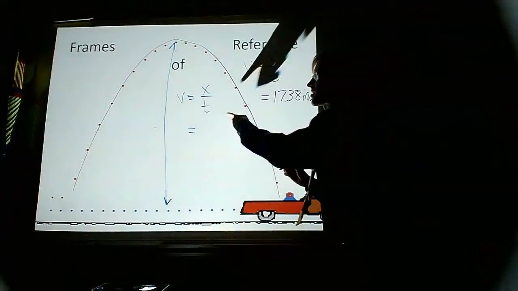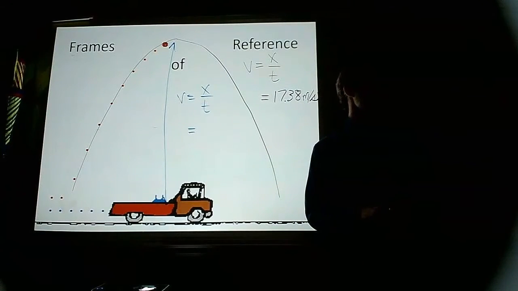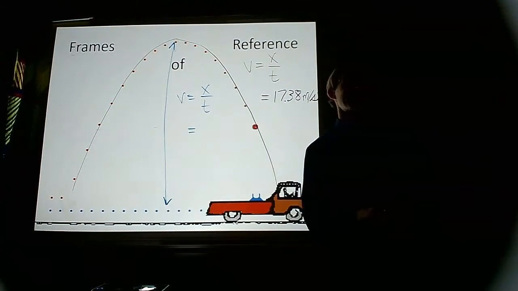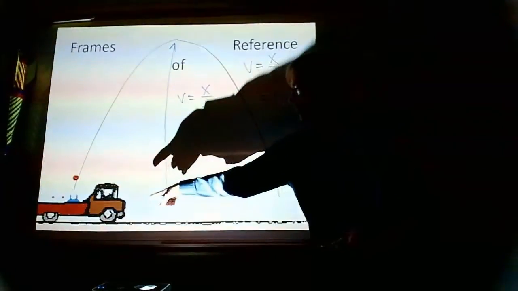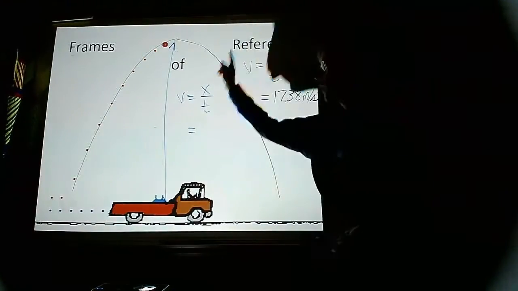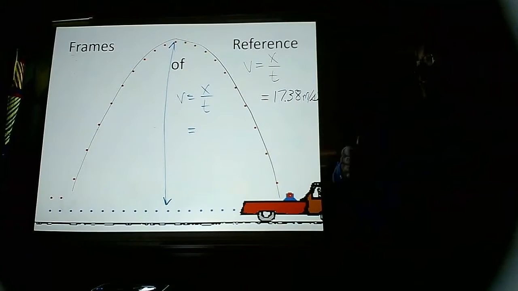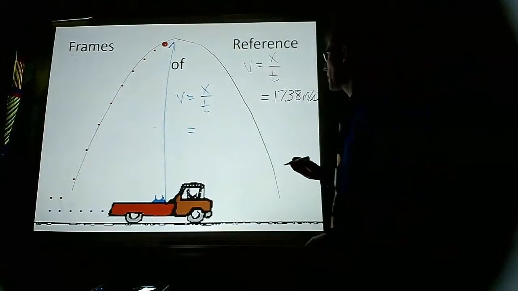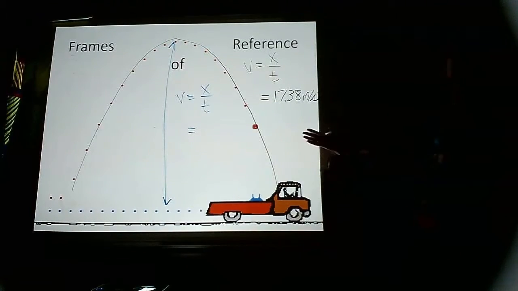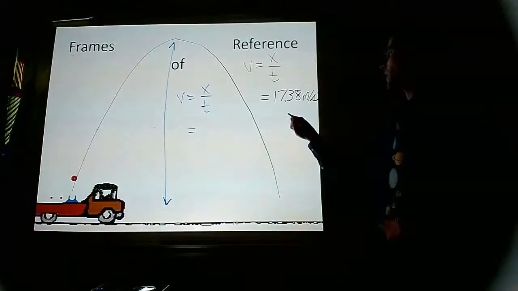Would we measure the same time? Also not a trick question. Yes. If you had a stopwatch and you're sitting in the back of the pickup truck and you measure how long it takes to go up and come back down, you'll get the same time as if you're measuring it apart from the truck. So this time stays the same, but the distance is going to be a little bit less, and that would give us a smaller velocity if we're measuring it from the back of the pickup truck.